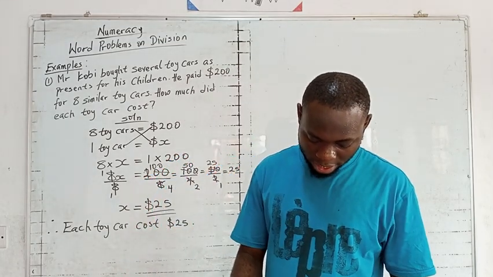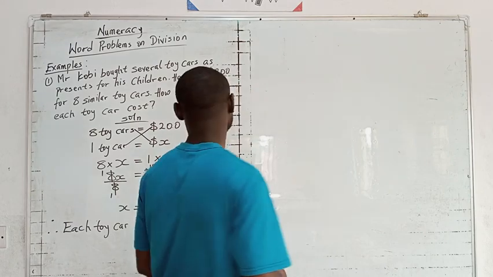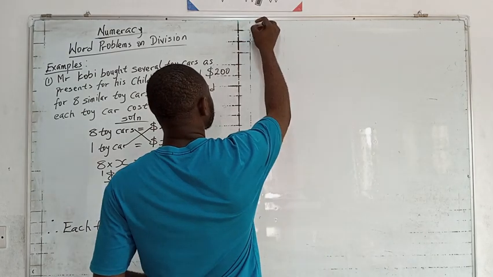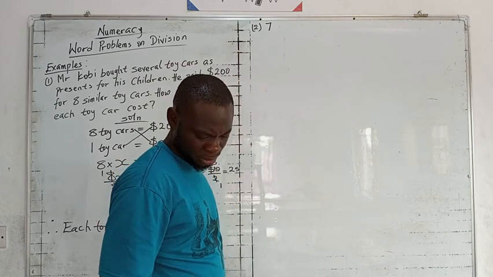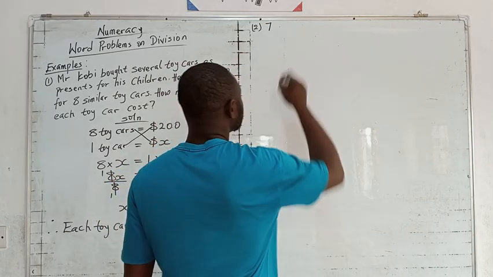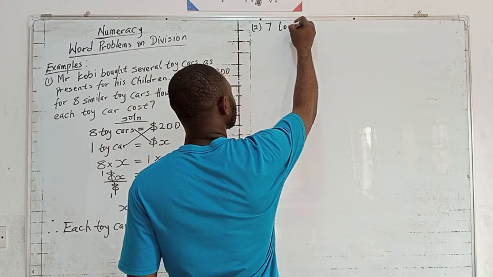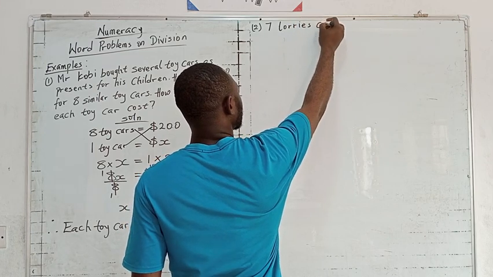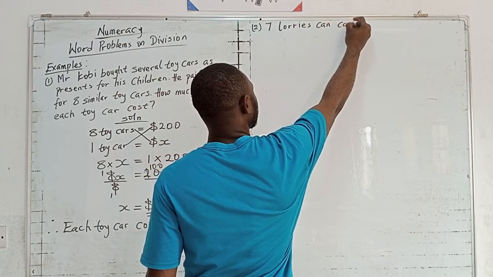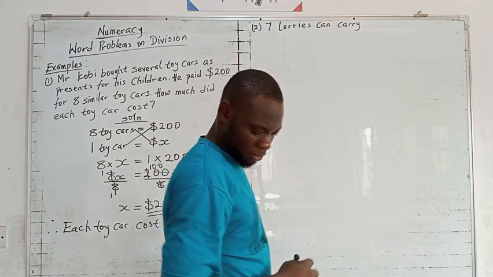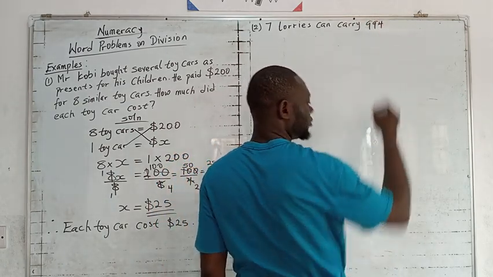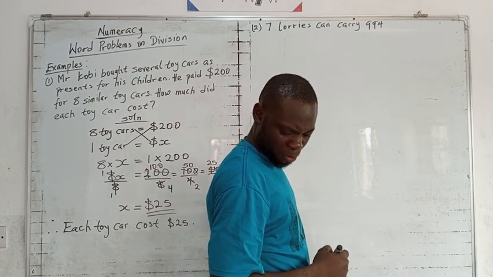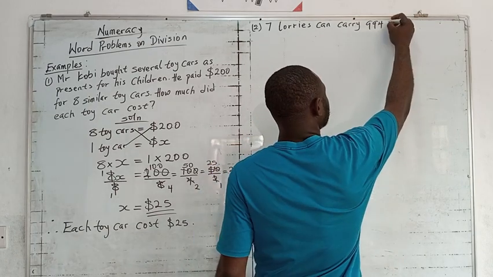Let's look at another example. Example number 2. It says seven lorries can carry 994 boxes of apples.